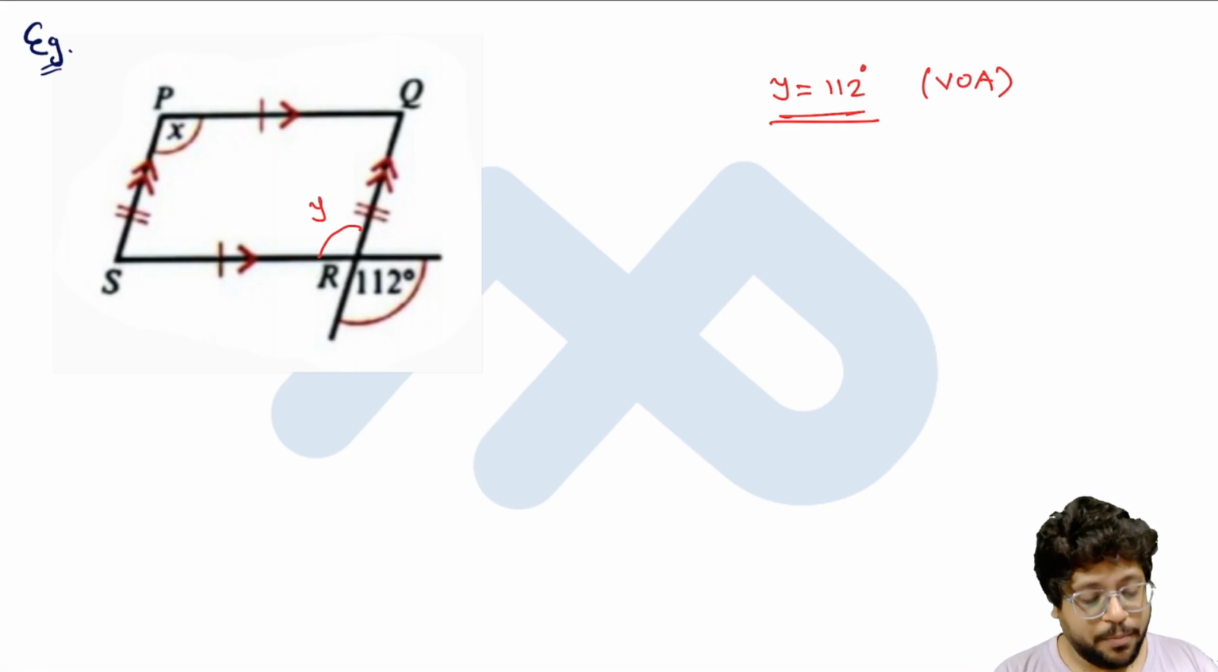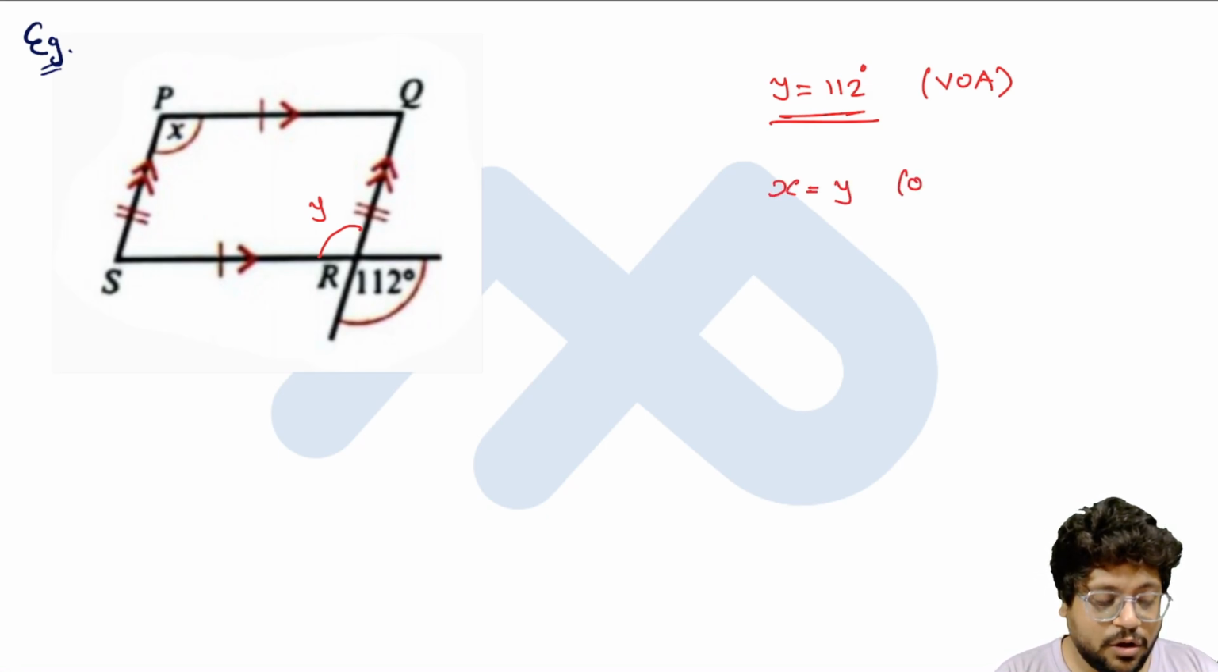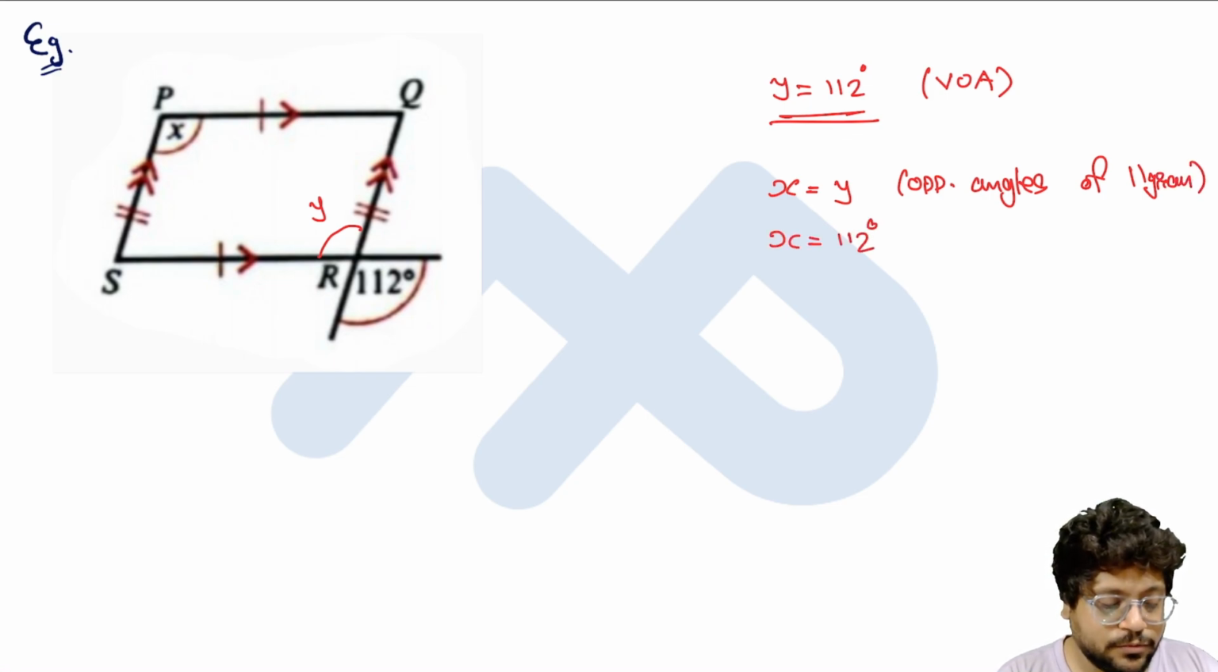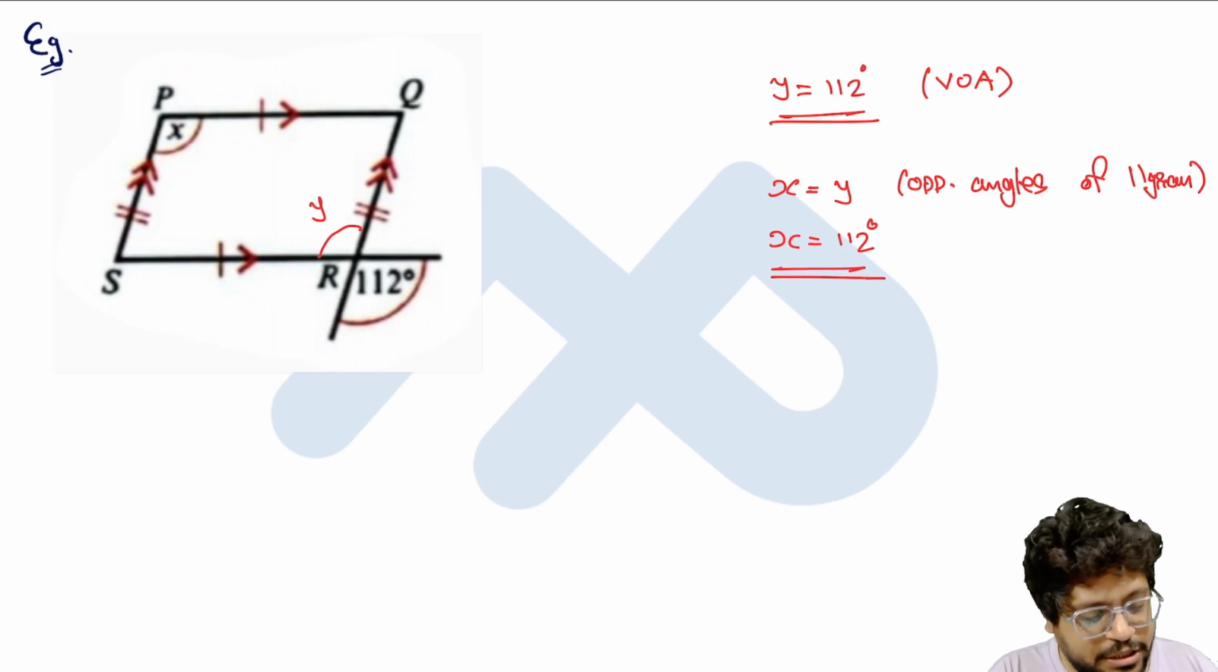We have this property in the parallelogram that opposite angles of a parallelogram are equal. So I can say that X will be exactly equal to Y, because opposite angles of a parallelogram are equal. So X will be equal to 112 also. Clear? So this was a very easy question.